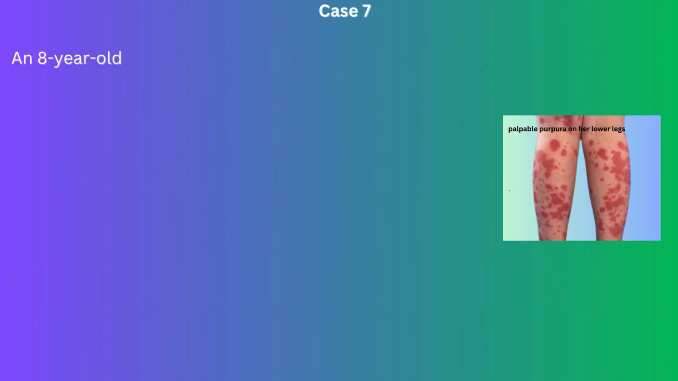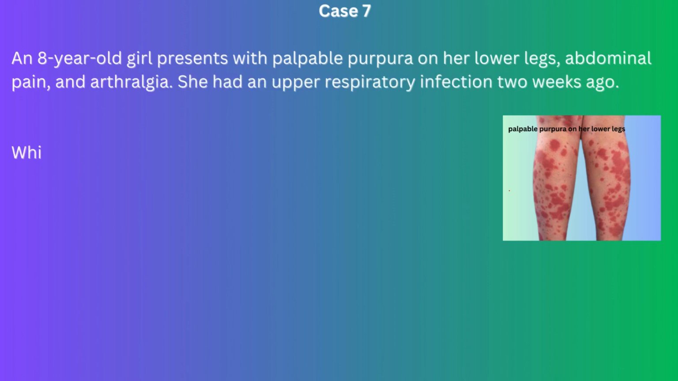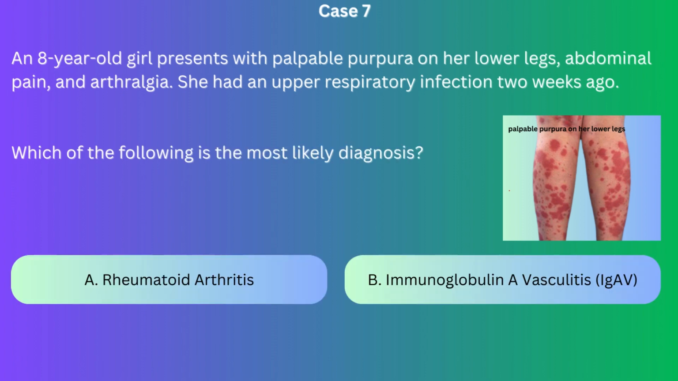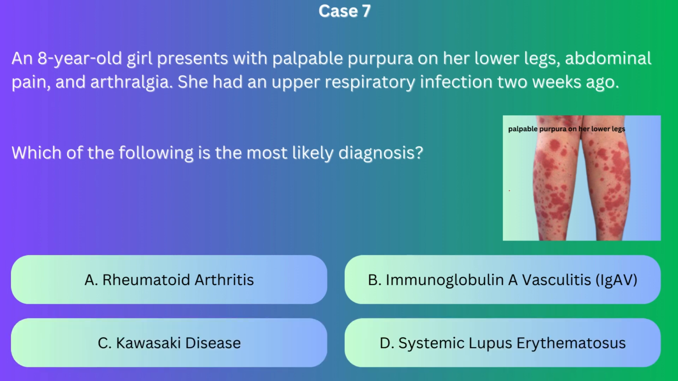Case number 7. An 8-year-old girl presents with palpable purpura on her lower legs, abdominal pain, and arthralgia. She had an upper respiratory infection 2 weeks ago. Which of the following is the most likely diagnosis? A. Rheumatoid arthritis. B. Immunoglobulin A vasculitis. C. Kawasaki disease. D. Systemic lupus erythematosus. The correct answer is B.